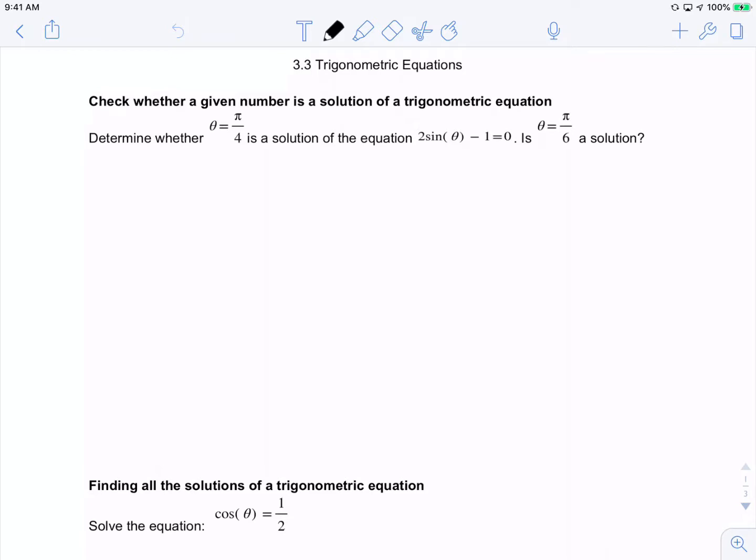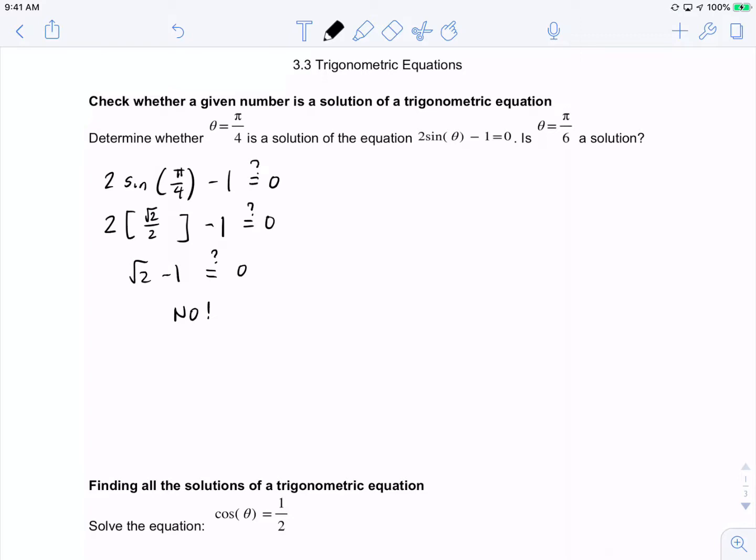So in order to do this problem, what we need to do is substitute in. So we're going to go 2 sine of pi over 4 minus 1, and then we're going to check to see, is that in fact equal to 0? Well, 2 times sine of pi over 4, we know that sine of pi over 4 is radical 2 over 2, minus 1, and that's going to be radical 2 minus 1. Is that going to equal 0? The answer is clearly no.